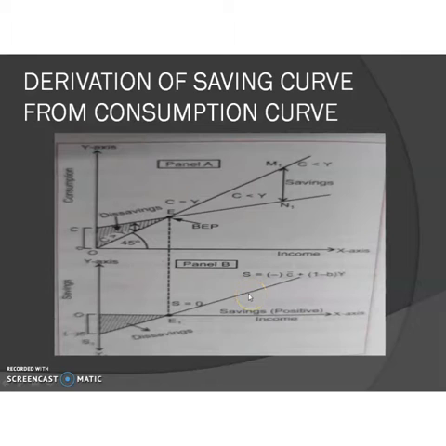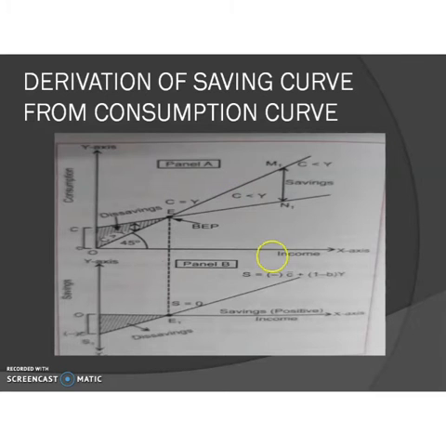Then the 45-degree line in panel A represents all the points where consumption and income are equal. So what does this 45-degree line show? At all the points on this line, consumption is equal to income.